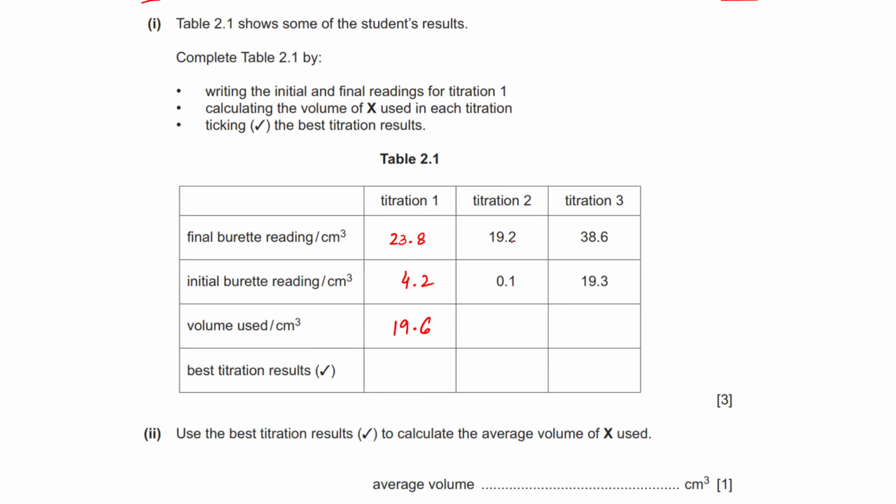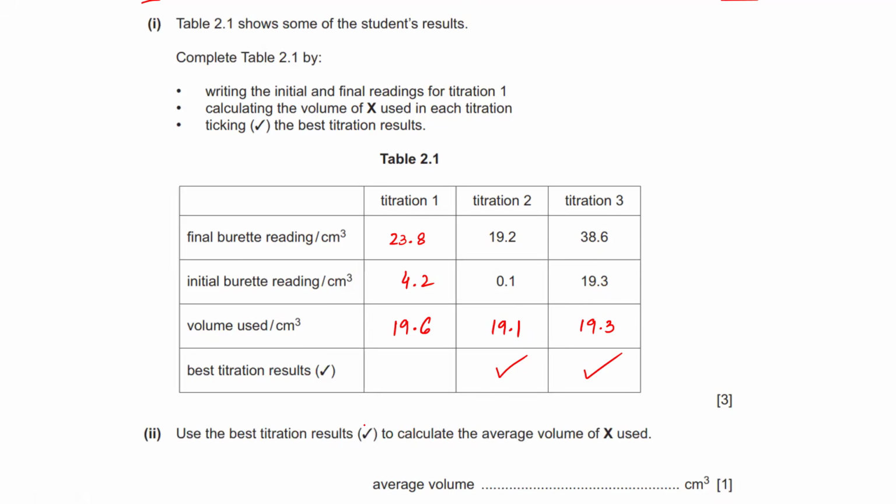Then titration 2, 19.1, 19.1. So this comes out to be 19.1, 38.6, 19.3. So it comes out to be 19.3. Okay. So remember, the best results are the ones which are close together. In this case, the close together values are 19.1 and 19.3, whereas there is some difference between these values. So the best titration results we can use, or tick, are these two. Okay. So this is how we complete our table.